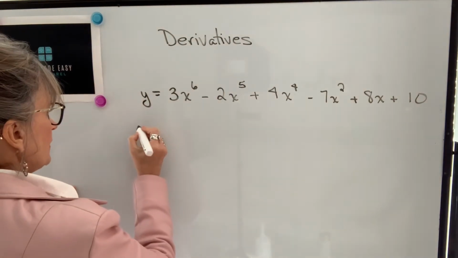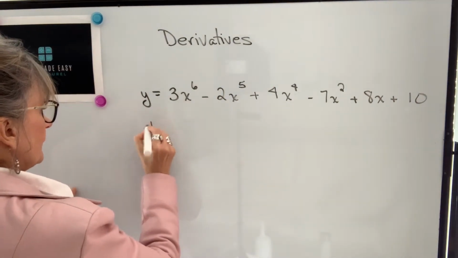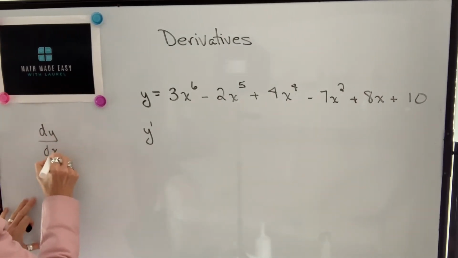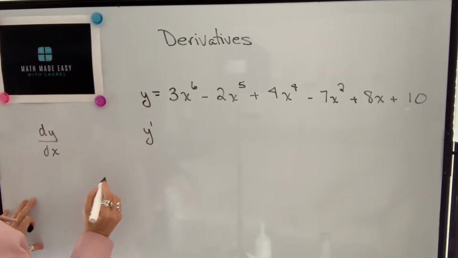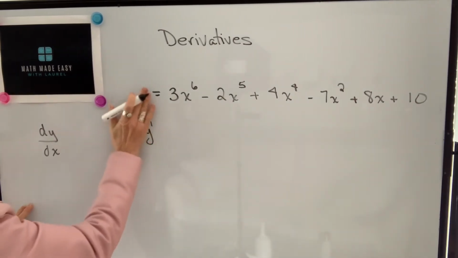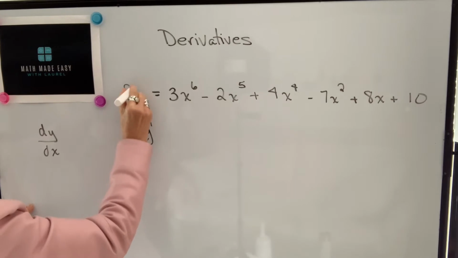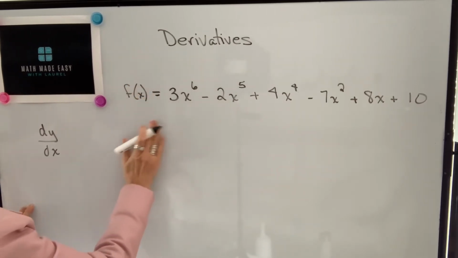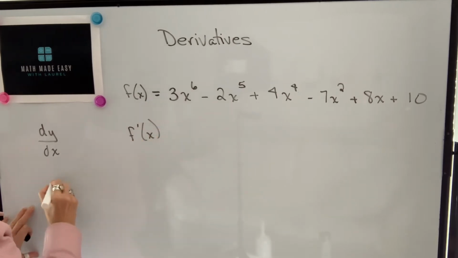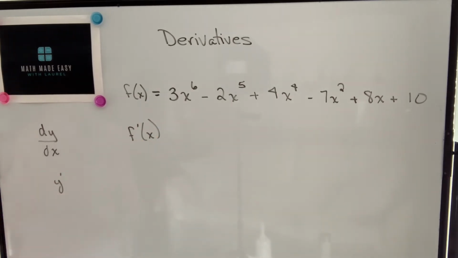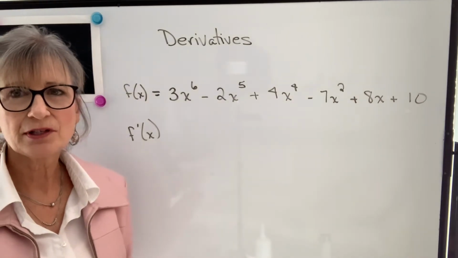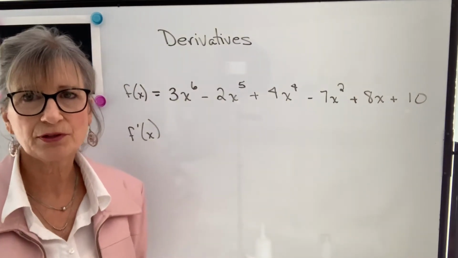So I could use the notation y prime. I could use the notation dy dx. If instead of a y there, it would have been described as f of x, then the notation we would use is f prime of x. So you can use a different notation depending on how the function was given to you, and there's going to be some other considerations that I'll talk about when we look at some other examples.